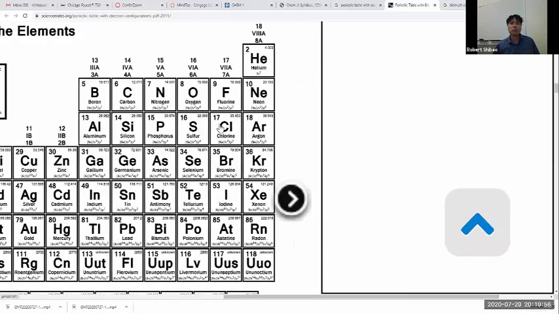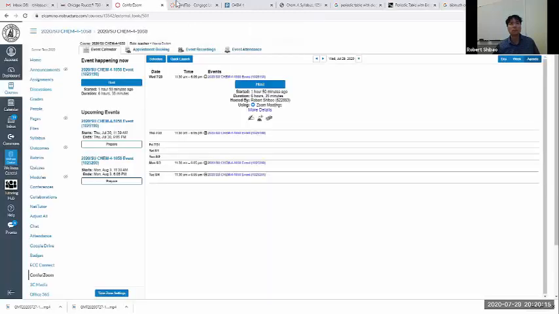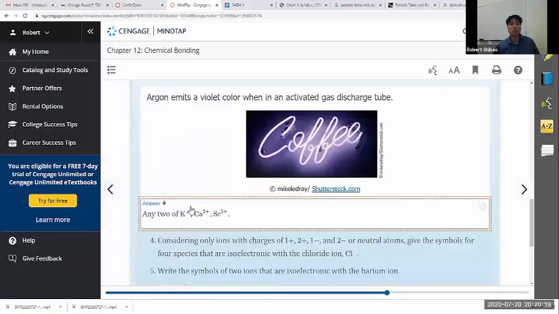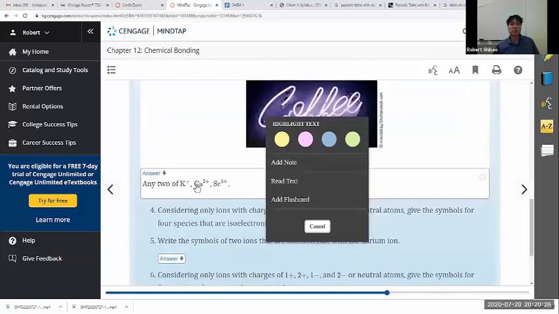So chloride would be isoelectronic with argon, chloride with 18 electrons. Or potassium ions, we lose one, we go from 19 to 18. So potassium ions and chloride ions are isoelectronic with argon. Potassium ions, sorry, it said positively charged. Potassium ions, calcium ions, etc.